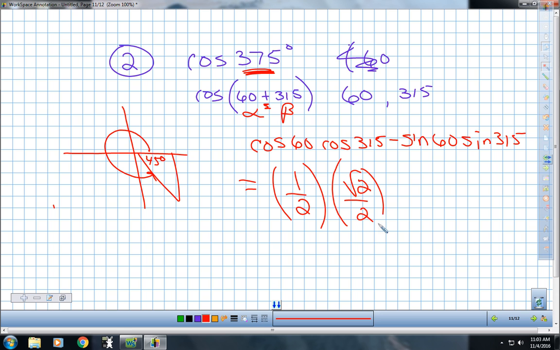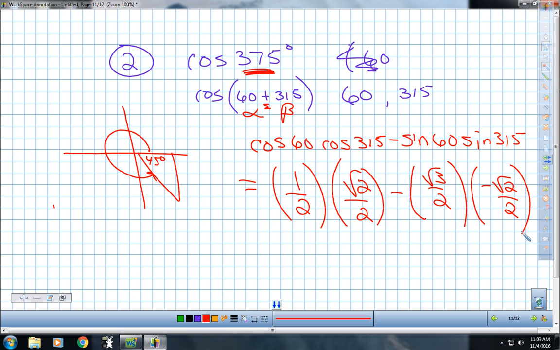Radical 2 over 2. Right, Renee? Okay. And then the sine of 60 degrees, which is clearly radical 3 over 2, and the sine of 350 degrees, which is the y-coordinate in the fourth quadrant, which would be negative, right? Negative radical 2 over 2.